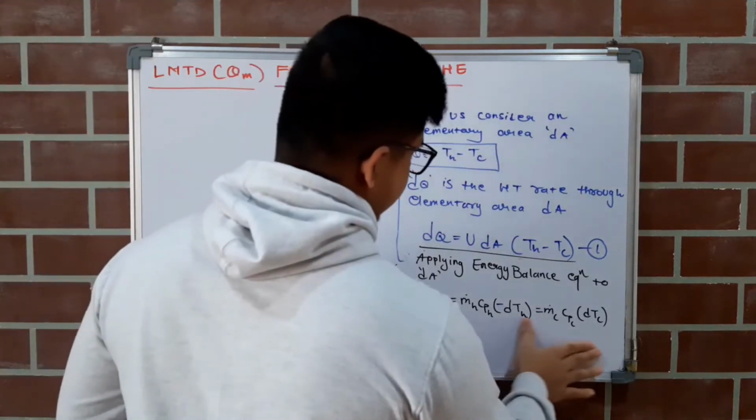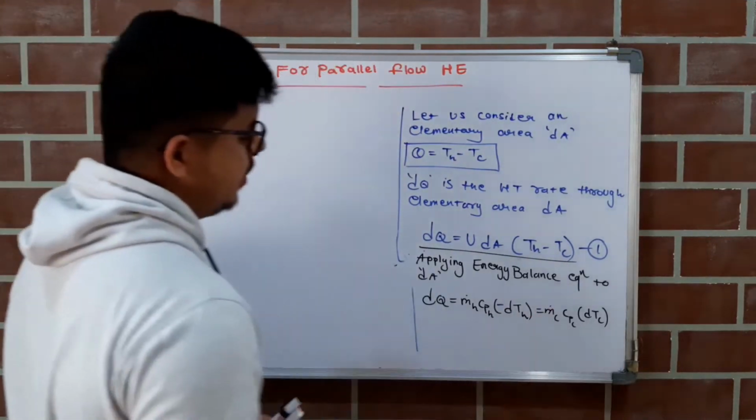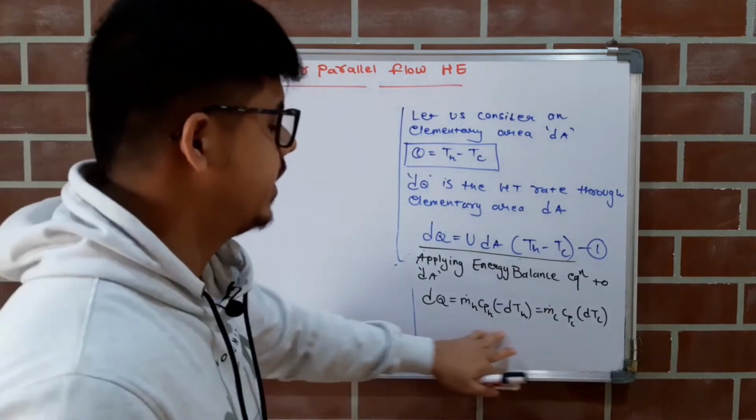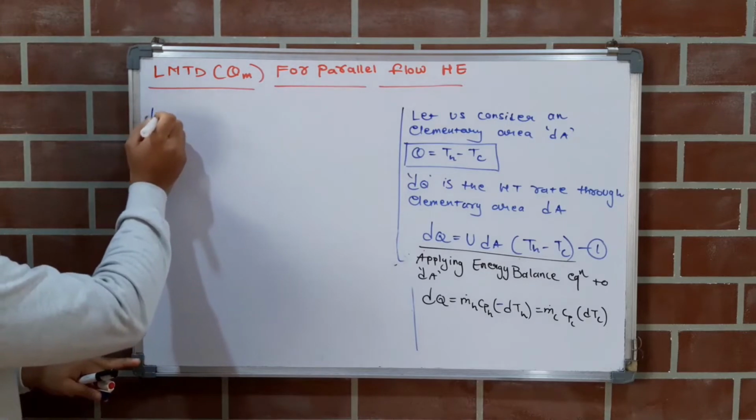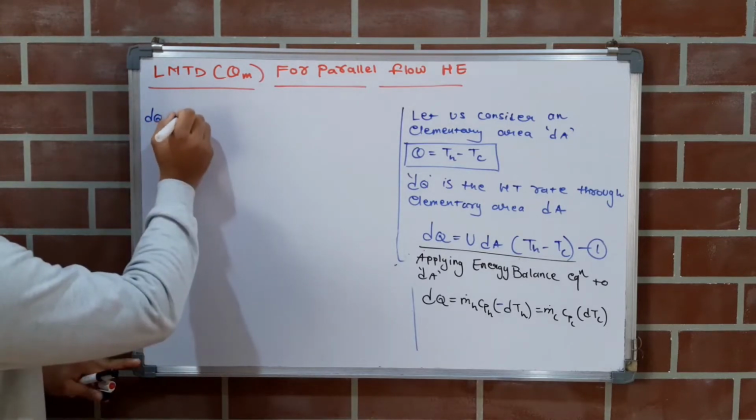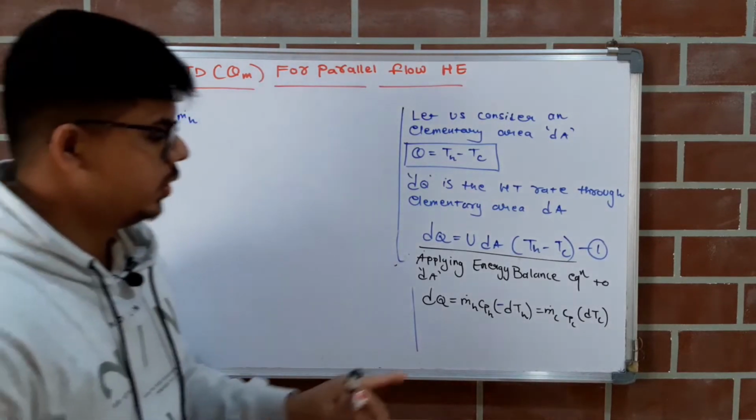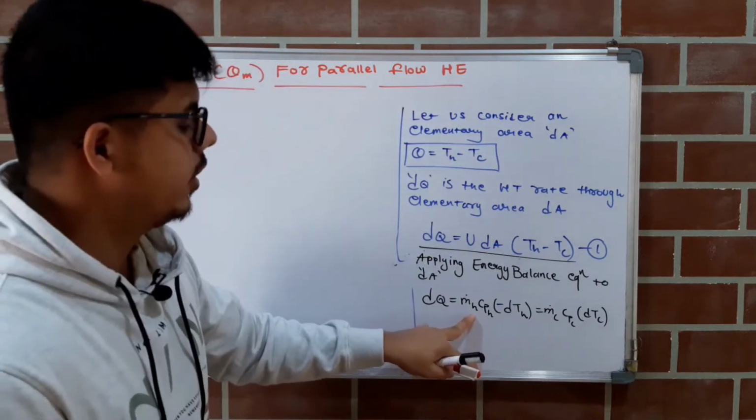So I will modify this equation, I will write this equation in a different way. So just observe it. dQ is equal to what? It is m dot h. Okay, I had forgotten to inform what m dot h and Cph are.